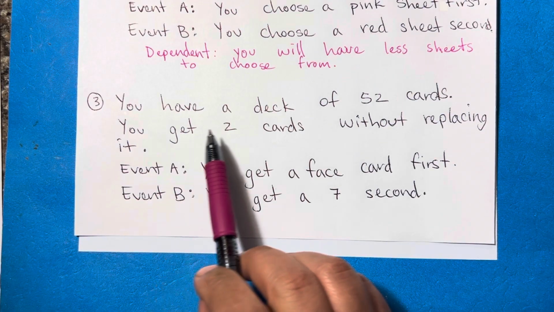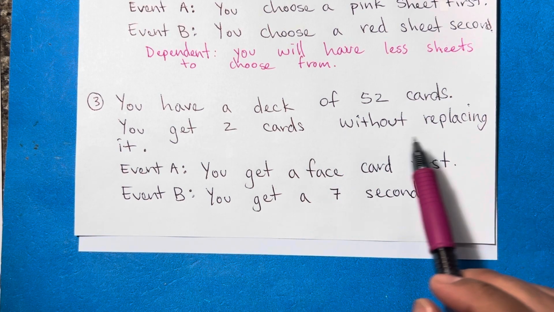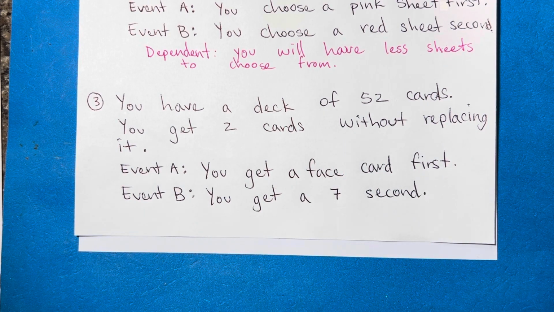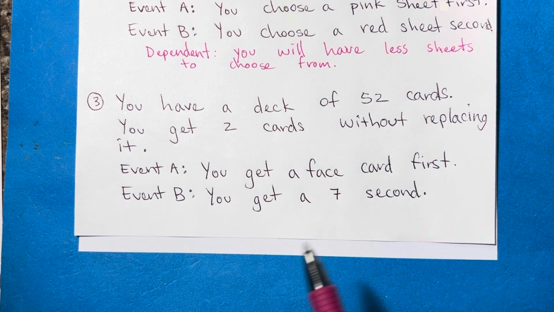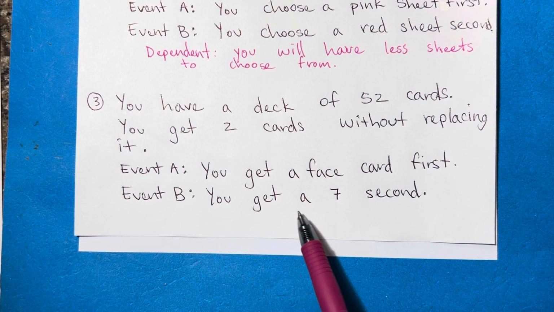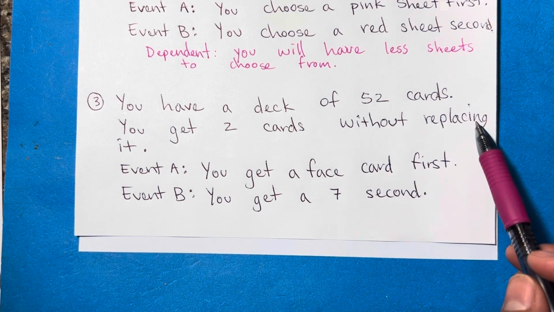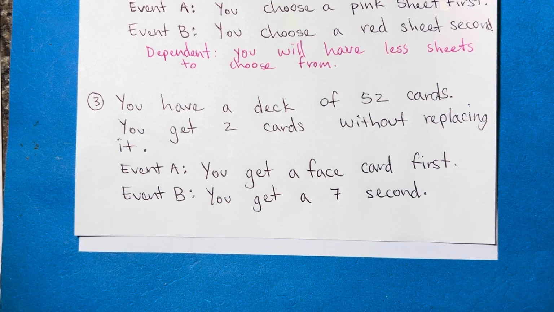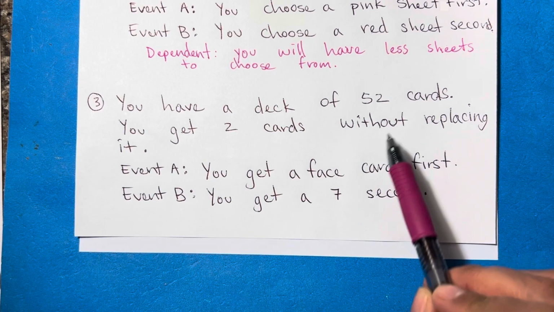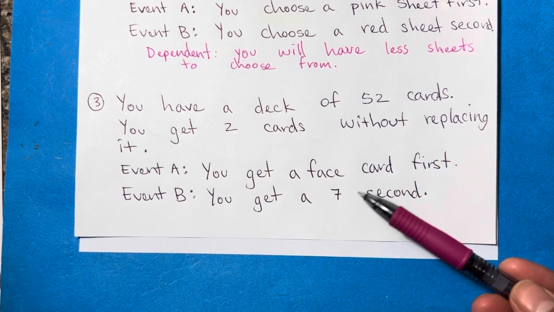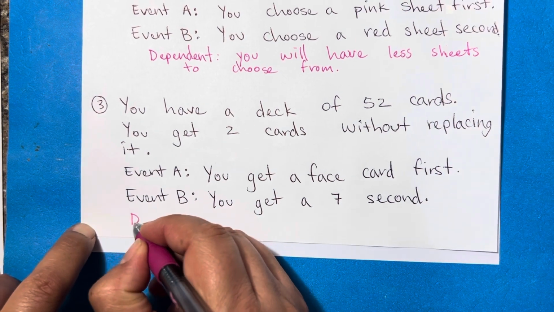Number 3 says you have a deck of 52 cards. You get 2 cards without replacing it, meaning without replacing the first one. Event A, you get a face card first. Event B, you get a 7 second. Since it says without replacing the card, that means that you have less cards. Once you choose the first one, there are less cards to choose from, and so that will affect what you get for the second event. So we're going to say that this is dependent.